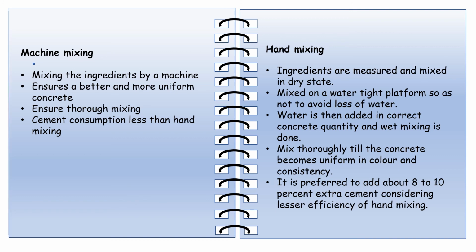Hand mixing. Ingredients are measured and mixed in dry state, mixed on a watertight platform so as to avoid loss of water. Water is then added in correct quantity and wet mixing is done. Mix thoroughly till the concrete becomes uniform in color and consistency. It is preferred to add about 8 to 10% extra cement considering lesser efficiency of hand mixing.